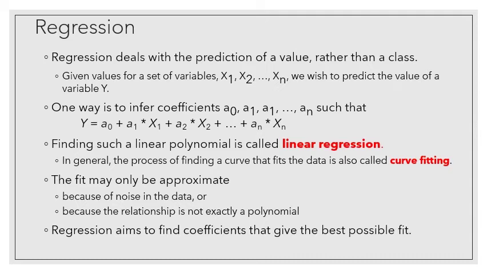In general, the process of finding a curve that fits the data is called curve fitting. The fit may only be approximate because of the noise in the data or because the relationship is not exactly a polynomial. So regression aims to find coefficients that give the best possible fit. So regressions are not for classification but for finding or predicting a value.